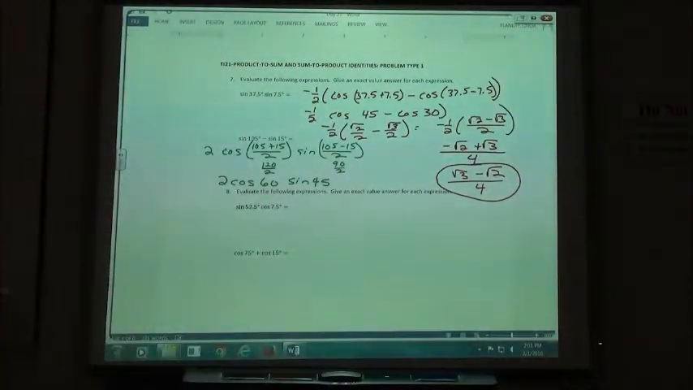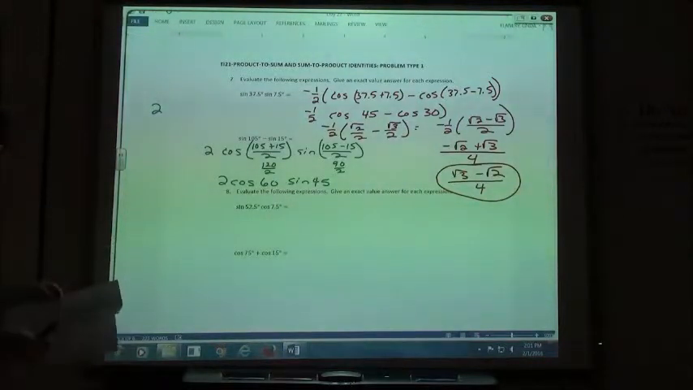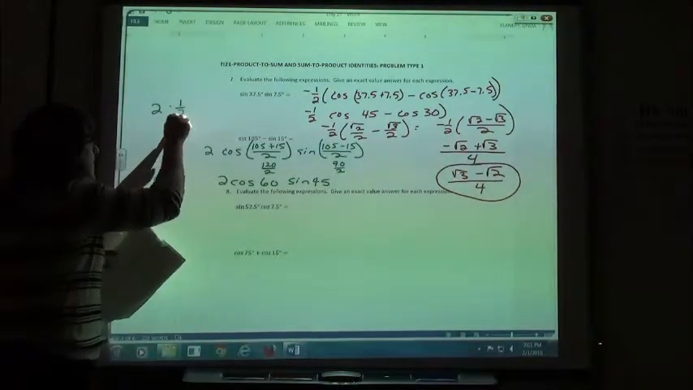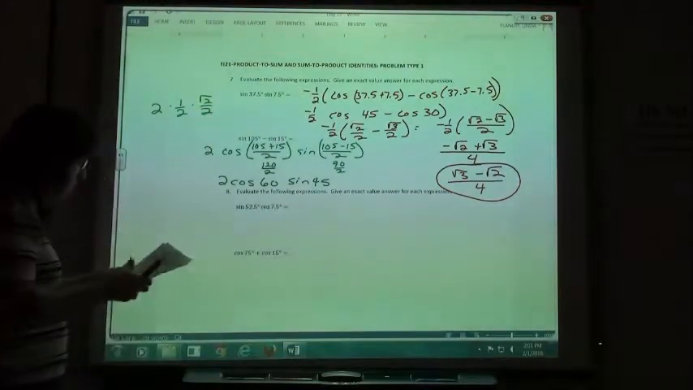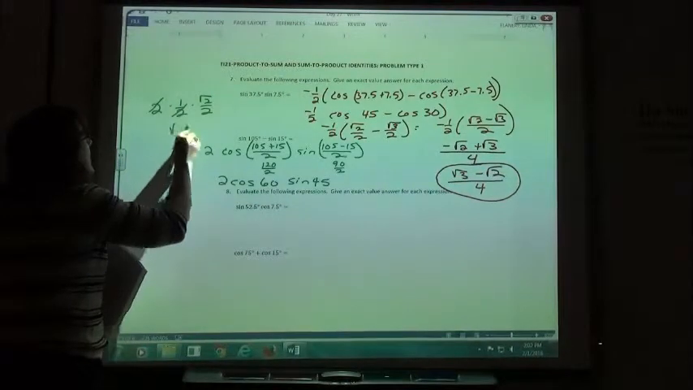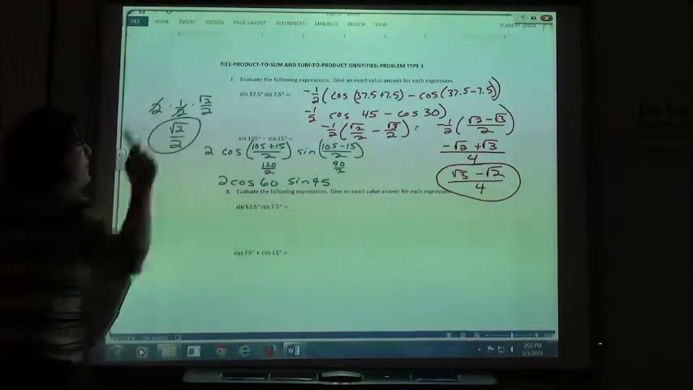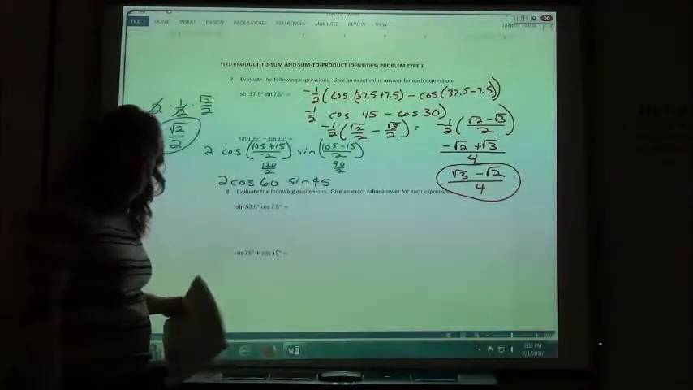So I have 2 times the cosine of 60 times the sine of 45. I'm just going to write it over here. The cosine of 60, if I look that up on my reference paper, cosine of 60 is 1/2. The sine of 45 is square root of 2 over 2. And so if I multiply that out, those are going to cancel. I'm just going to end up with the square root of 2 over 2 for my answer in simplified form. So just a matter of plugging them into your formulas, looking up your reference angles, and simplifying from there.